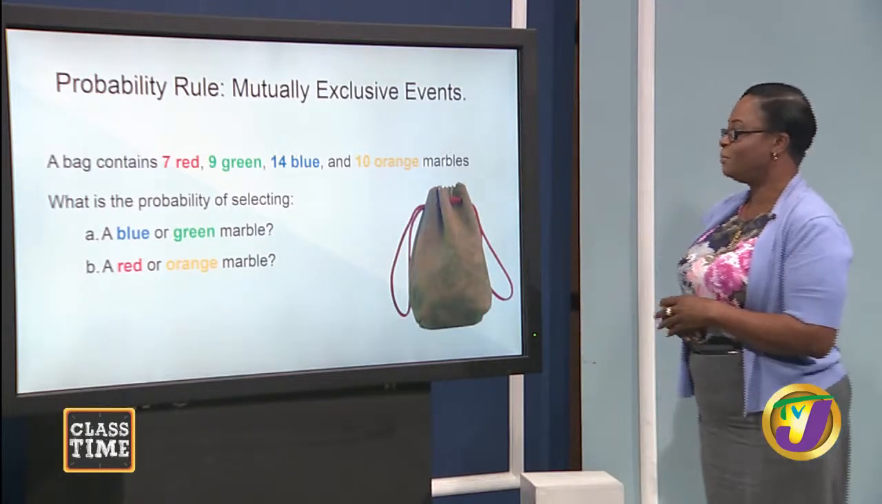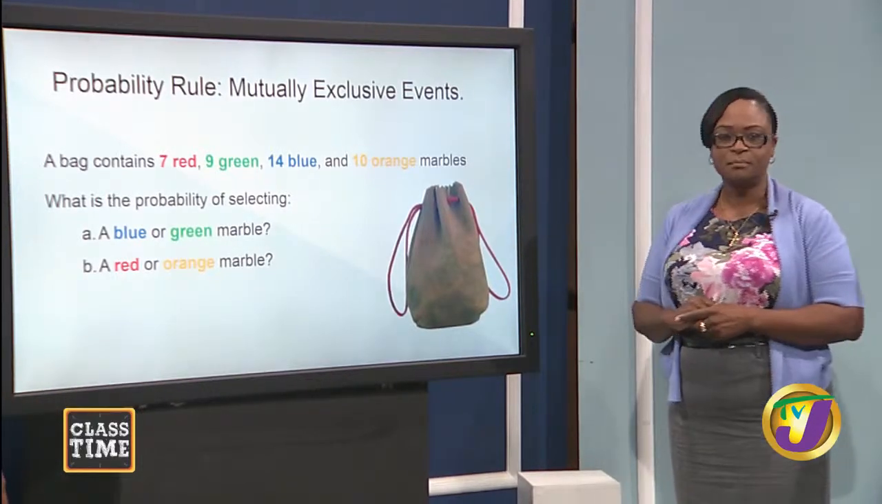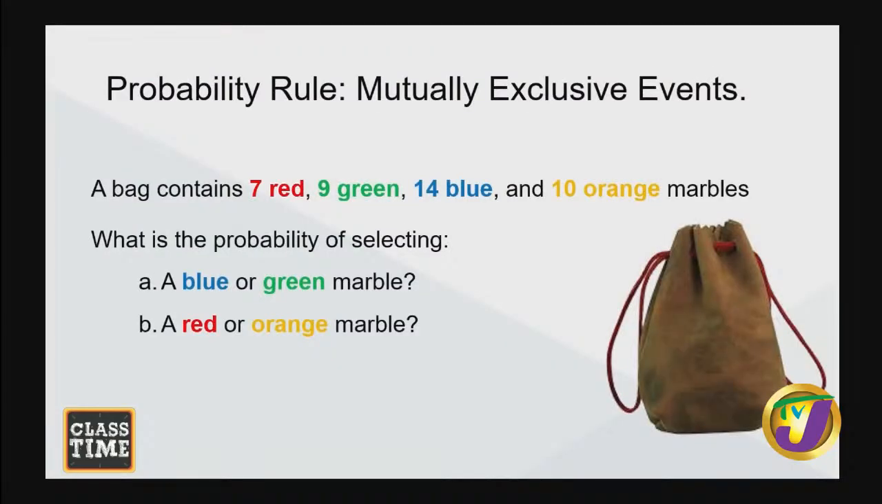Now, help me. Take me through this one, please. All right, so we are going to go through a sample question, and we are applying the addition rule as it relates to probability. The question is, a bag contains 7 red, 9 green, 14 blue and 10 orange marbles. What is the probability of selecting a blue or a green marble? As well as, what is the probability of selecting a red or orange marble?